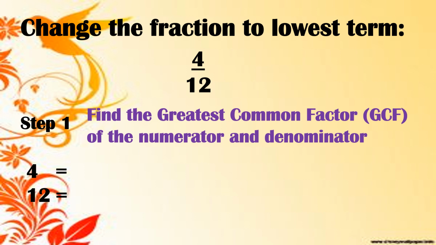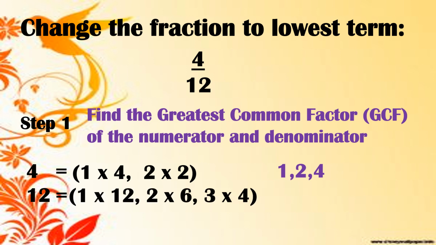Let's first find the factors of 4. We have 1 times 4 and 2 times 2. Therefore, the factors of 4 are 1, 2, and 4. Let's now look for the factors of 12. We have 1 times 12, 2 times 6, and 3 times 4. So the factors of 12 are 1, 2, 3, 4, 6, and 12.